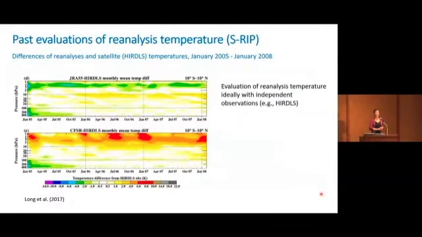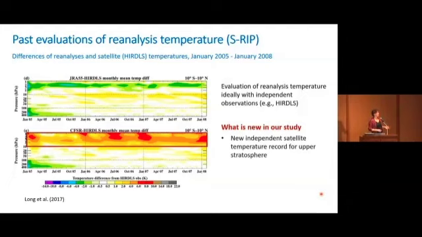Now, the evaluation of temperature trend, or temperatures in general, in reanalysis has been done in the past. So that was part of the S-RIP project. And this is a figure from one of the papers that was published. And you see here, I've just taken two examples from this figure, two reanalysis data sets, and they're compared to HIRDLS, the satellite instrument, which is a great instrument to compare to, a lot of things that you can deduce from this comparison. The one downside is that HIRDLS is relatively short. It's 3 years long, so you can't really look at trends. And what you really want to compare to is an independent data set that is not assimilated by the reanalysis.